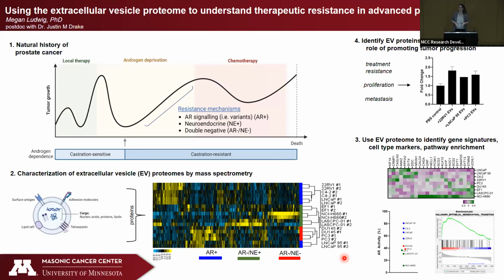Given the thousands of proteins that we identified in these EVs, we've been able to use traditional gene signatures, such as looking at measures of AR activity. We've been able to look at cell type markers, such as those expressed in neuroendocrine cells, as well as do gene set enrichment analysis, and found that EMT proteins are enriched in the double negative subtype specifically.